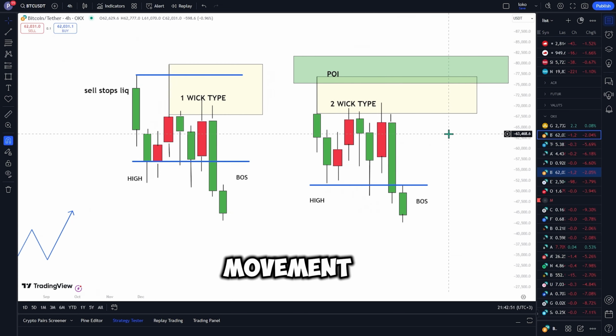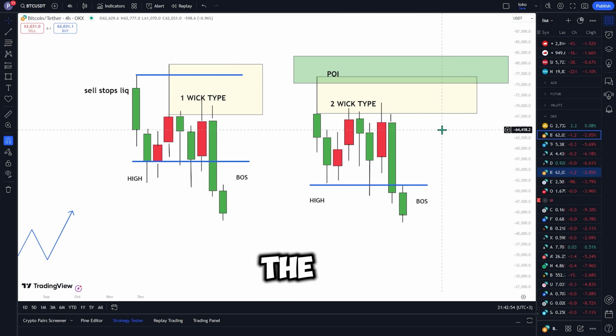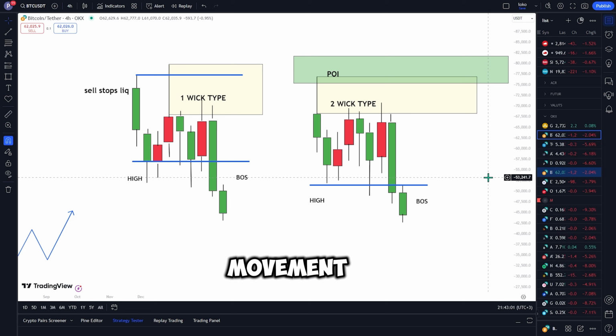The bearish movement looks exactly the same because the market is fractal and it works reactively on every time frame, every movement. So let's move to the examples to see what mistakes you can make and how to open deals with these wick formations.